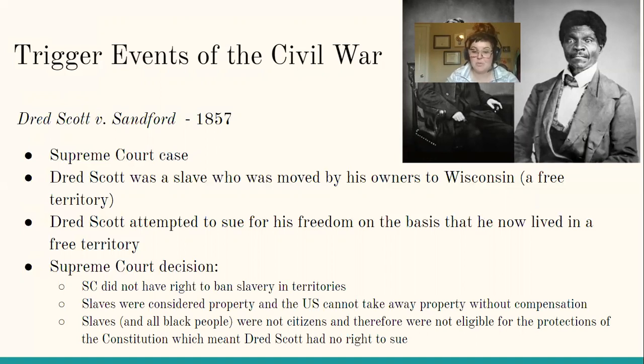So essentially this was kind of entrenching slavery within law, right? Saying that slaves and enslaved people could not be considered citizens. They were property, right? And so therefore the courts had no way to give enslaved people their freedom because they were property and not citizens.